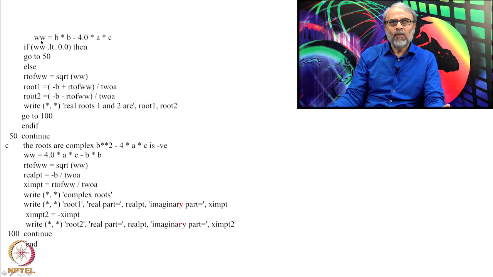Now, in case this WW is less than 0, then you will come to this part. Then 50 continue. 50 continue means you just start executing the statements after 50. 50 continue is really a statement which says that you keep going ahead. Whereas a go to 100 statement tells you to go to this statement, that is continue, then end. So, continue statements and go to statements are just allowing you to keep going ahead in the way that is assigned.